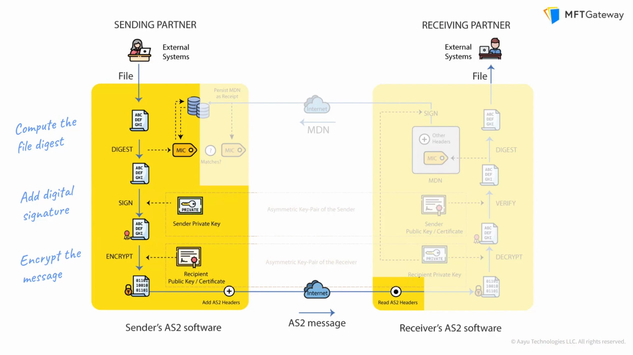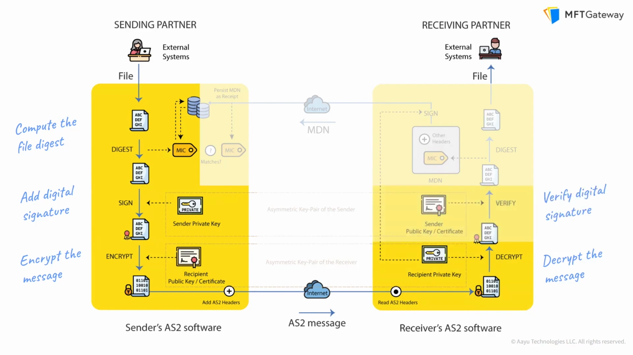Once these primary validations are done and passed, the receiver will try to decrypt the message payload using their own private key. Then, if that was successful, they will get the signature from the message and try to verify it using the sender's public key, which they exchanged earlier during the AS2 setup. Then they will also calculate the digest of the decrypted file using the same algorithm used by the sender in the first step. This is also called the MIC.